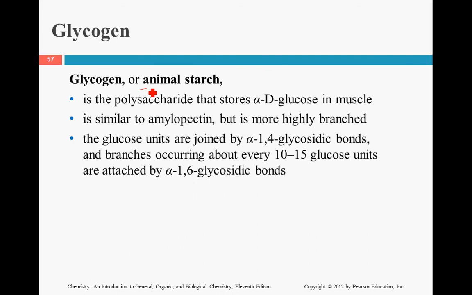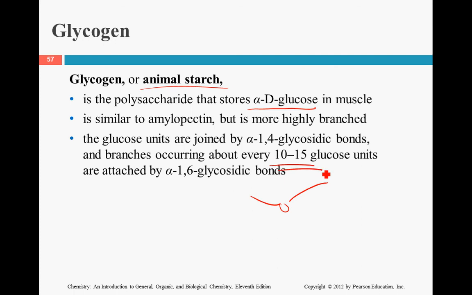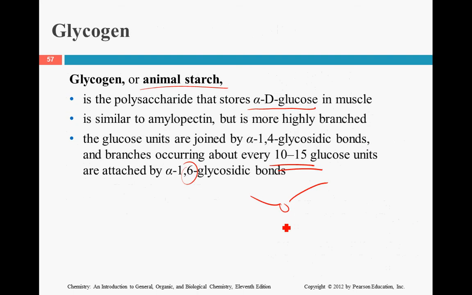Glycogen, which is found in animals in the muscle, is once again alpha D-glucose, which means you're going to have that V-shaped oxygen bond. But instead of branching every 20 or 30, you're looking at every 10 or 15 units. Every 10 or 15 monosaccharides are going to branch, but it's still going to be that one floating on top there. So up here, it's going to be connected to other chains. It's just going to happen more often than in amylopectin. Glycogen branches more often.